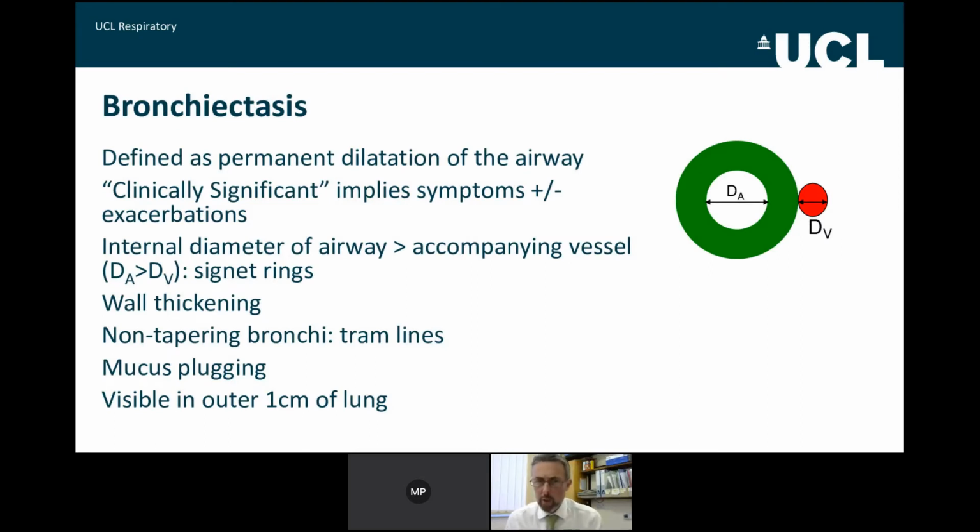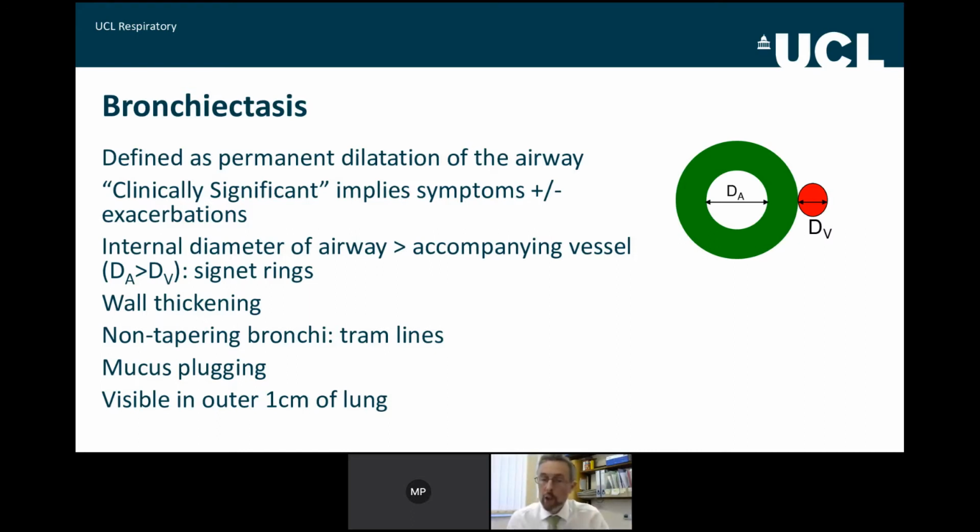So what is bronchiectasis? Well, we define it radiologically as permanent dilatation of the airways. There's an illustration of that on the right of the screen. The airways in green, and airways in the lung on CT scan are usually accompanied by a blood vessel. I've illustrated that in red for you. And the way that you know that an airway is dilated is if its internal diameter, that's dA on the diagram there, is bigger than the accompanying blood vessel, dV. So that's the radiological definition of bronchiectasis in a cross-sectional scan.